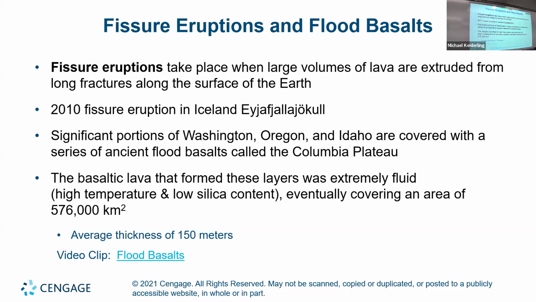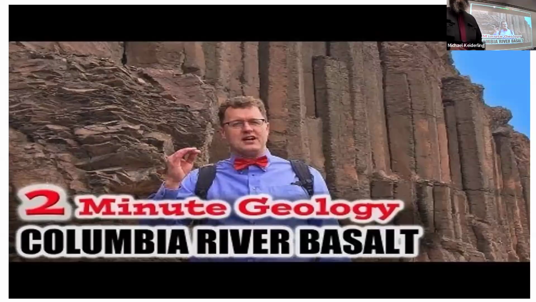The basaltic lava that formed these layers was extremely fluid, at a very high temperature and a very low silica content, and eventually covered an area of 576,000 square kilometers, with an average thickness of 150 meters. And this happened several times, so there are layers of these, and these layers are quite thick. The whole pile is enormous.